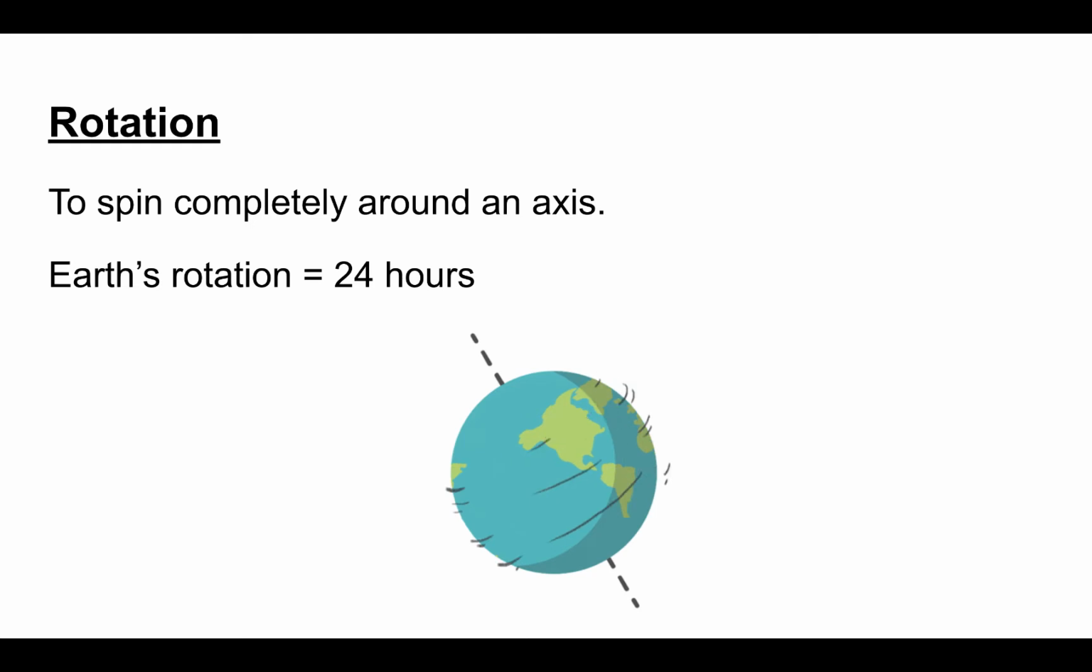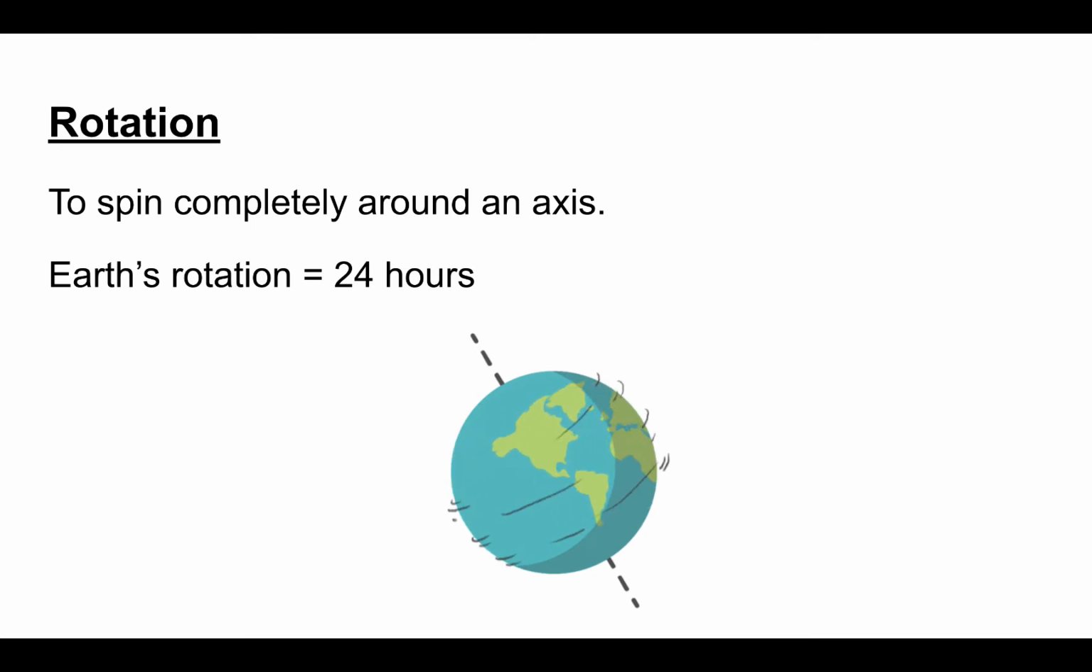First off, we're going to need to learn our science vocabulary for this unit. Lots of important new words. Some of them are very similar. That's why we're going to take our notes down so we don't forget. Let's get started. First word is rotation. Rotation means to spin completely around an axis.